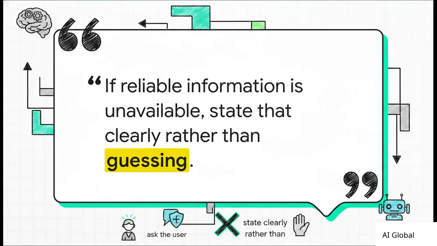But beyond just structuring the final data, we also really need to program constraints for how the agent makes decisions along the way. Consider this absolutely crucial rule. If the required information is missing, ask the user for clarification. If reliable information is unavailable, state that clearly rather than guessing. By embedding these specific decision-making rules, we're literally programming our agents to actively avoid hallucinations and to act responsibly when they hit a wall or encounter the unknown.